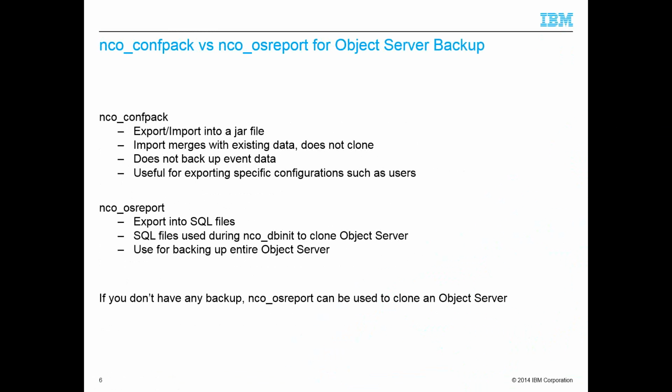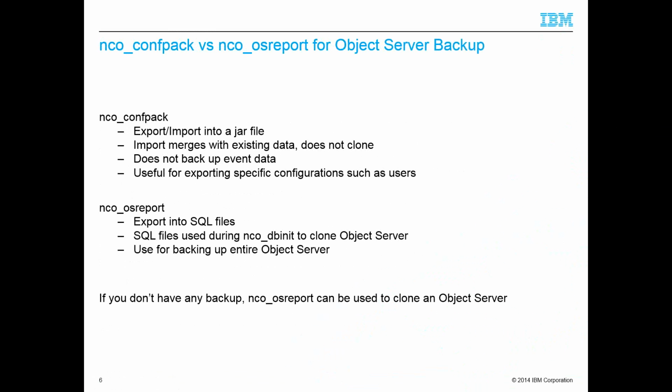So NCO Compact, and this has been around in all versions of OMNIbus, is used to export and import, and it does it into a jar file. The difference is the import merges the data with the existing data in the object server. It does not completely clone the object server. So if you have an object server that already has some triggers and data in it, it merges in the new data with it, so it's not an exact clone always. Also, NCO Compact does not back up any event data at all. You can't use it to back up alerts.status events or any other event data.